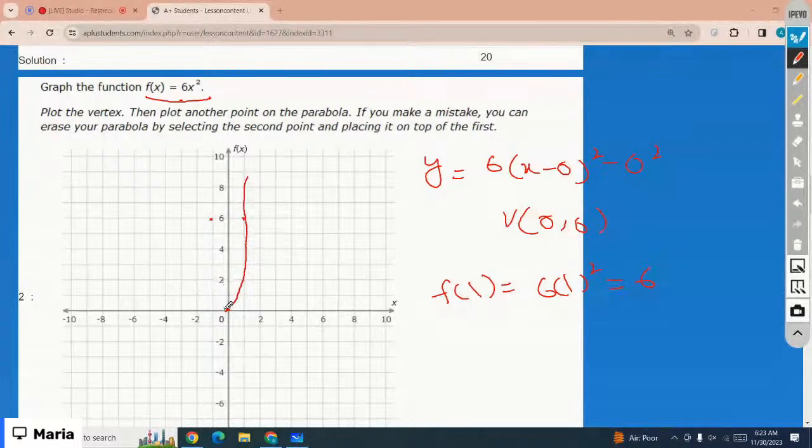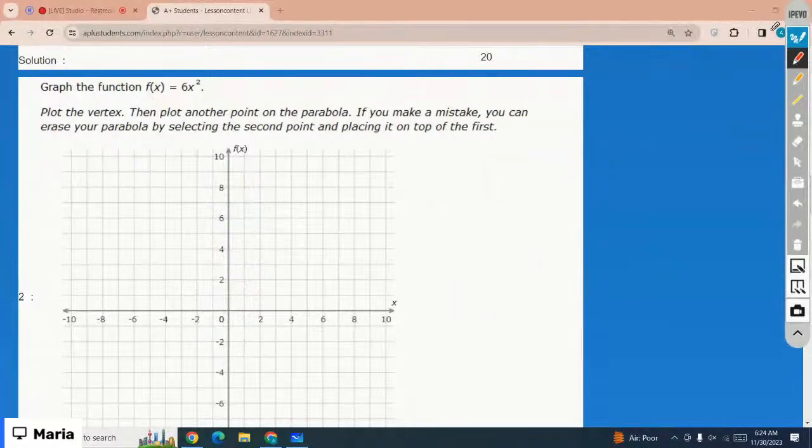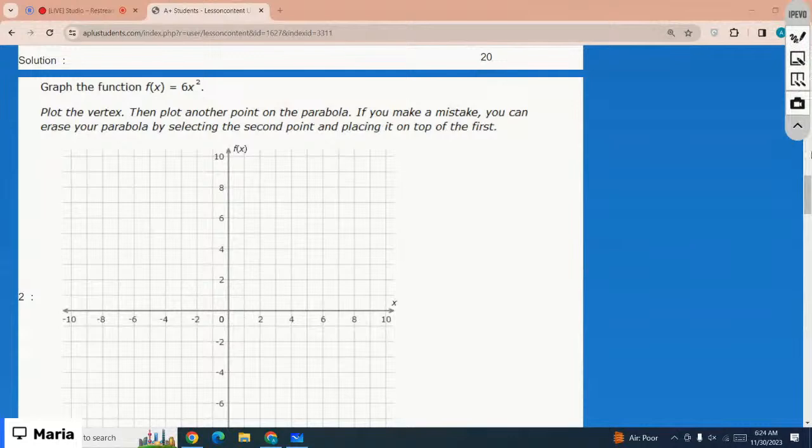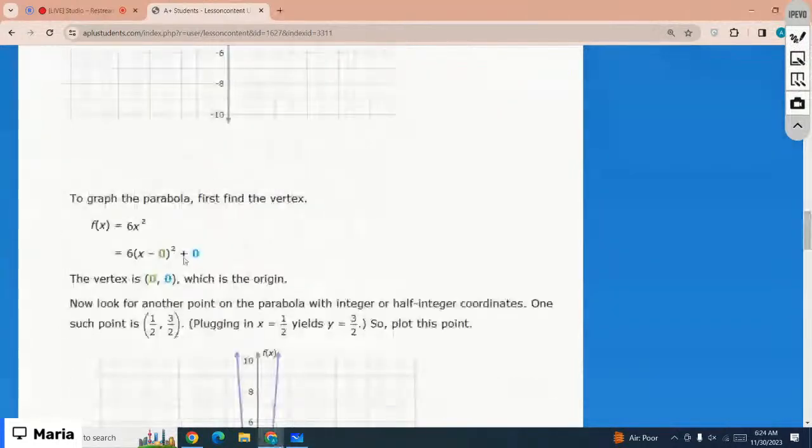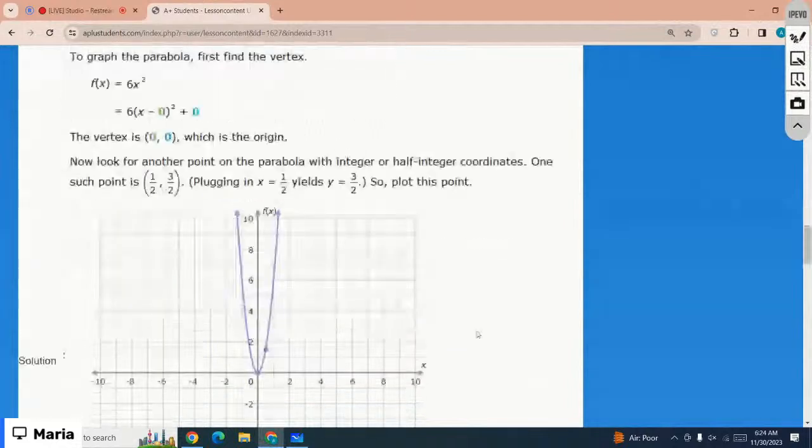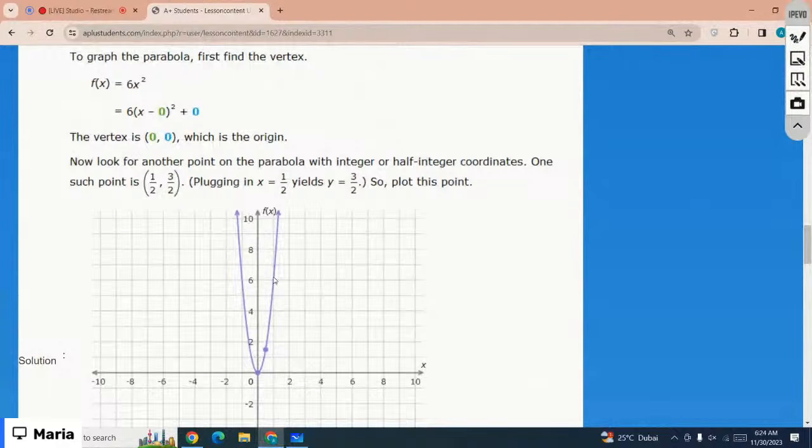The parabola looks like this, right? You can see here, the question is already solved. Here is the parabola, with vertex (0, 0). You can have another point on the parabola, that is x equals 1/2, then y is 3/2. But you can see when x equals 1, y equals 6, right? So you can use any point. Here they substituted x equals 1/2, I did x equals 1. You can put any value of x, and then you can make the parabola.